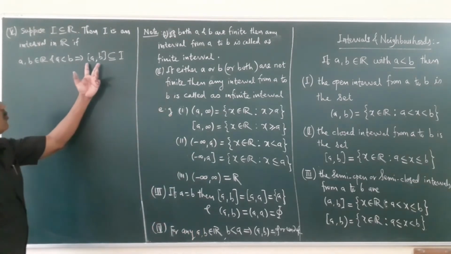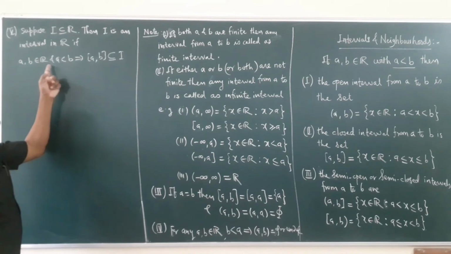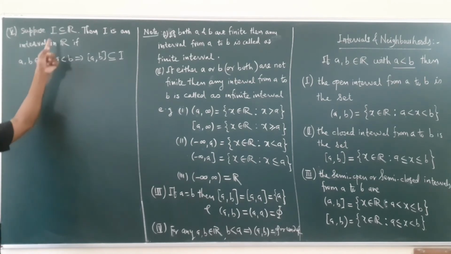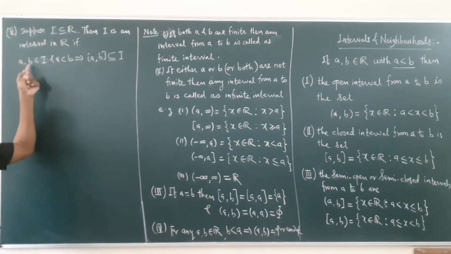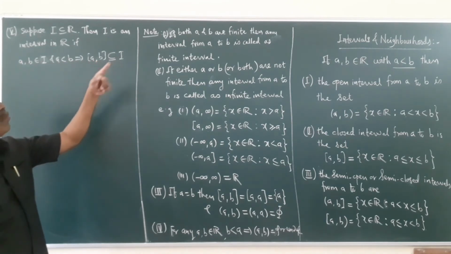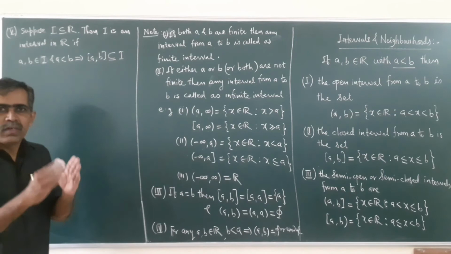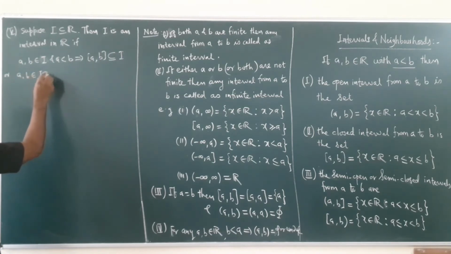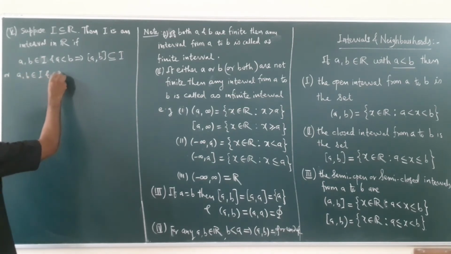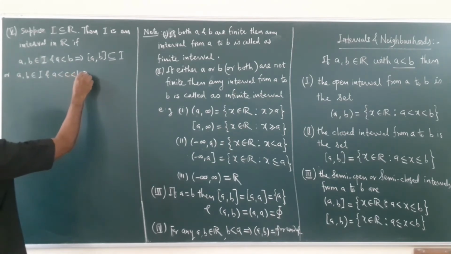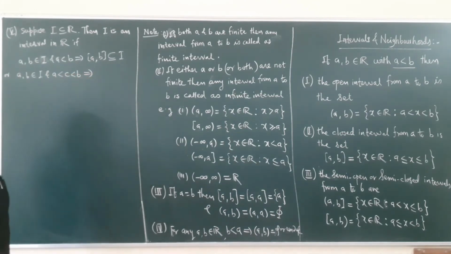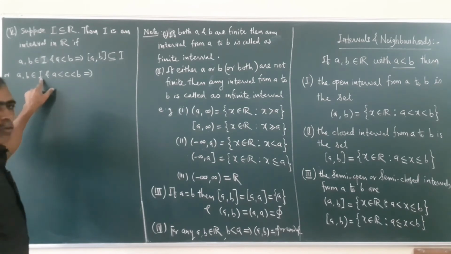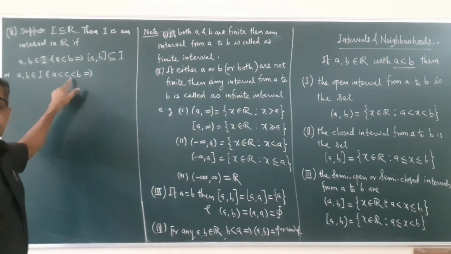So the closed interval ab, if a and b are any two real numbers, we should consider the numbers from I. If a, b belongs to I and a less than b, then the closed interval ab is a subset of I, or a, b belongs to I and a less than c less than b implies, a is less than b, but c lies between a and b.